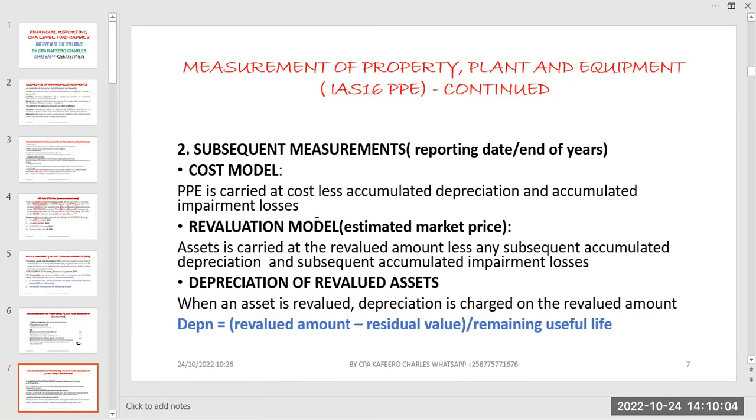But here we are saying that if you are going to be using the revaluation model, the assets are carried at the revalued amount less any subsequent accumulated depreciation and subsequent accumulated impairment losses. So when you deduct those, you are able to get the carrying amount using the revaluation model.